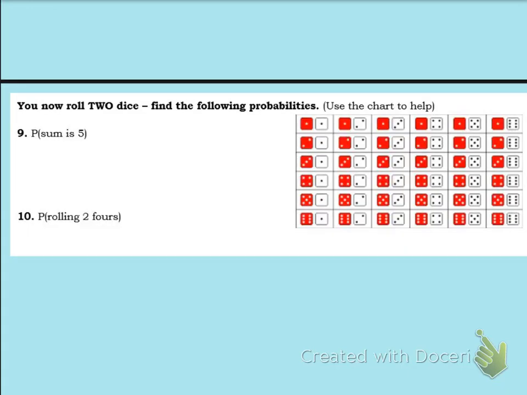All right, the next one is if we roll 2 dice. If I'm rolling 2 dice, I'm going to have 36 options. Anytime you see the words 2 dice, that means you have 36 possibilities. The first one says the sum is 5. So I'm going to go through and look at all the ones where the sum is 5. There are 4 that I can pick from out of my 36 total options, which would simplify to 1/9.